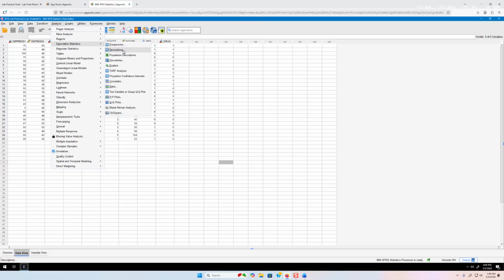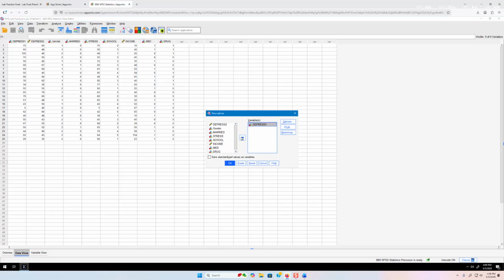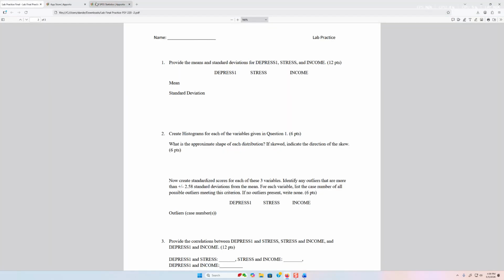You could do this in Explore. You could do this in Descriptives. There are some other menus that will get you what you need here. But this is a way to do two problems at once. So analyze, descriptive, descriptive. And we're going to look at depression. We're going to look at stress and income.